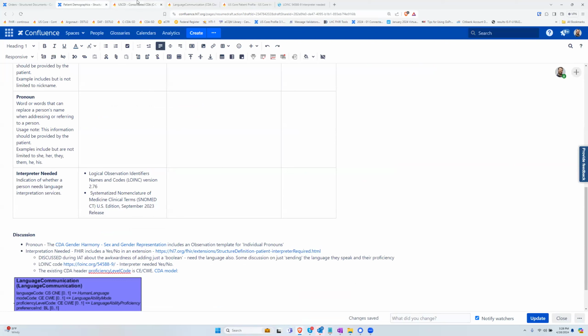But I'm looking at the use case description, and it says, once the need for an interpreter is captured in the EHR, often as a structured field, a checkbox, administrative staff or providers use this information to arrange for interpretation, and they may use the patient's preferred language in tandem. So it is really just a checkbox. And then we'll use the language communication to figure out what kind of interpreter we need to provide.